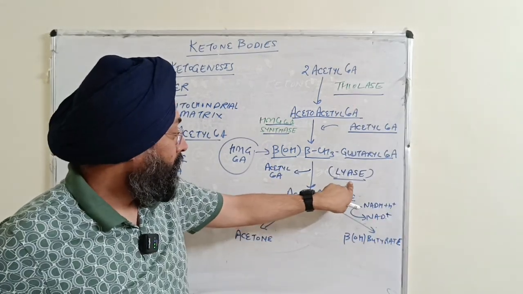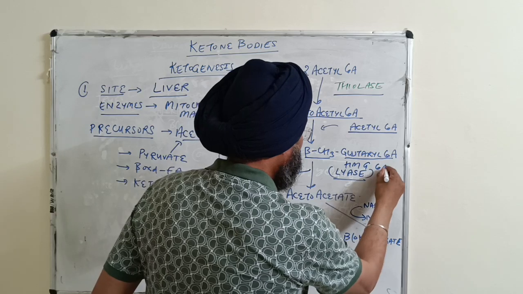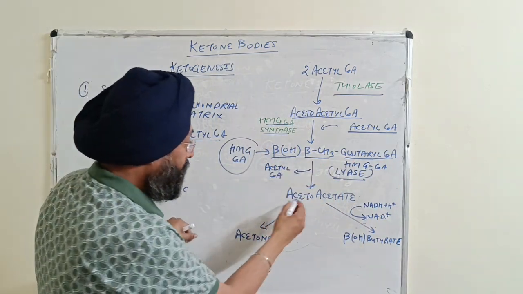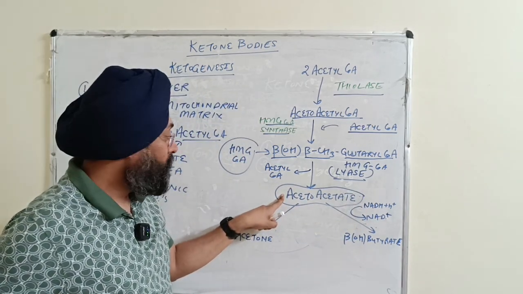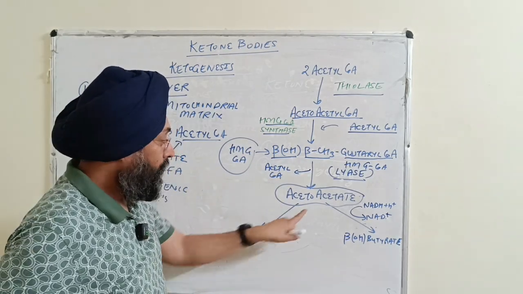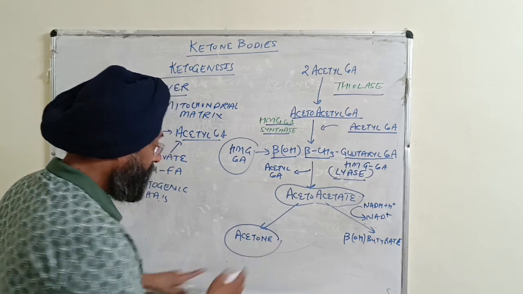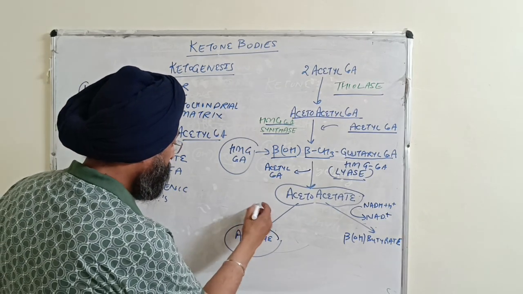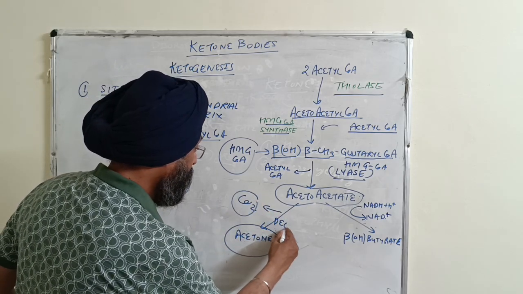In the next step, HMG CoA lyase will further break down HMG CoA into acetoacetate. This is our first ketone body that is produced, and one molecule of acetyl CoA is removed in this reaction. From acetoacetate we can form the ketone body known as acetone, that is excreted through lungs by a spontaneous decarboxylation reaction.